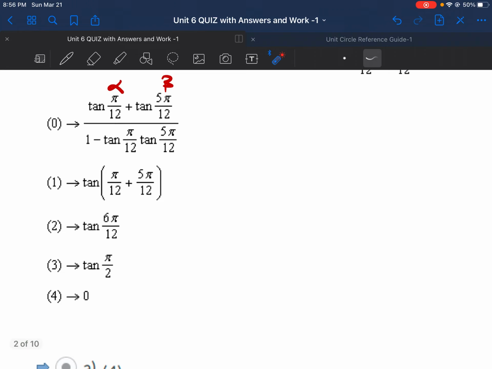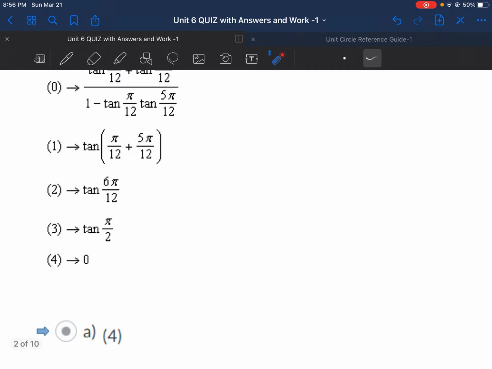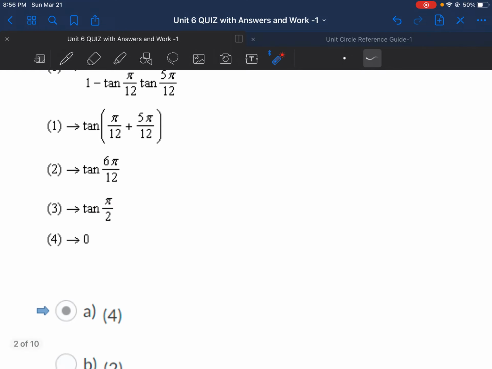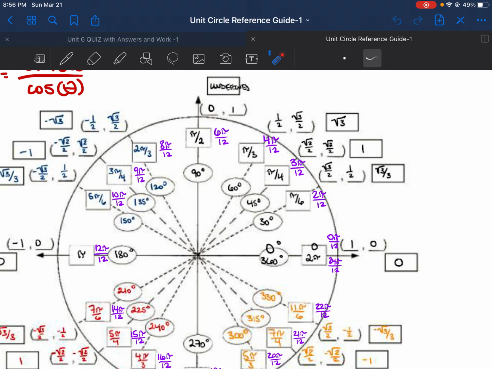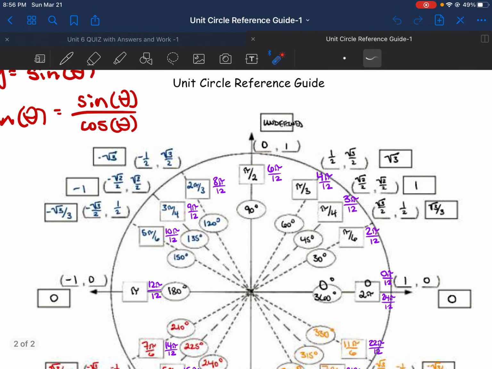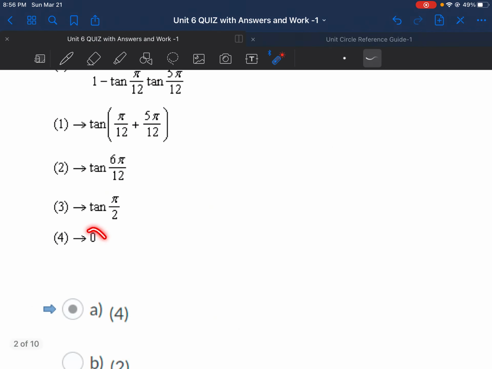Moving from line 1 to line 2, pi over 12 plus 5 pi over 12 is 6 pi over 12, so that's correct. 6 pi over 12 is just 1/2 pi, so that's good. And then let's go and calculate the tangent of pi over 2. Well, here's pi over 2. Tangent is actually undefined at pi over 2. And line 4 is saying that the tangent of pi over 2 is 0, which is incorrect.